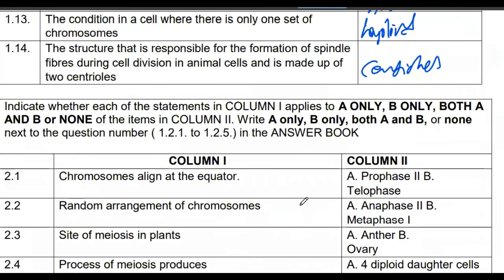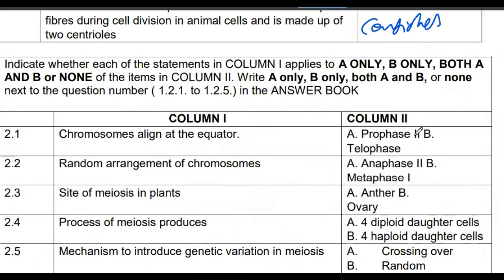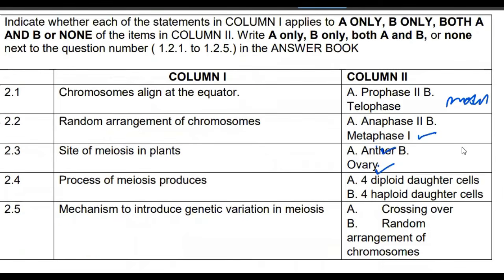Yes, and then the chromosome aligned along the equator, none, because here it must be metaphase. Random arrangement of chromosomes, it must be metaphase. So it's A, B only. The site of meiosis in plants, anthers and ovary, this is male, this is female, and then the process of meiosis results in 4 haploid daughter cells, 4 diploid. So this one becomes wrong.